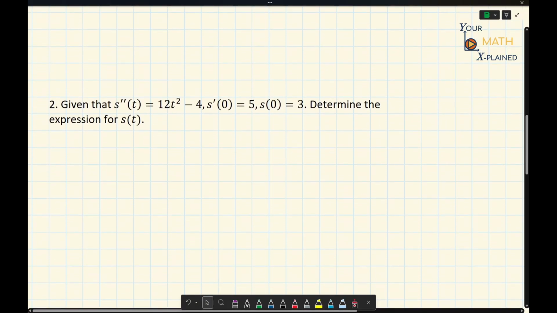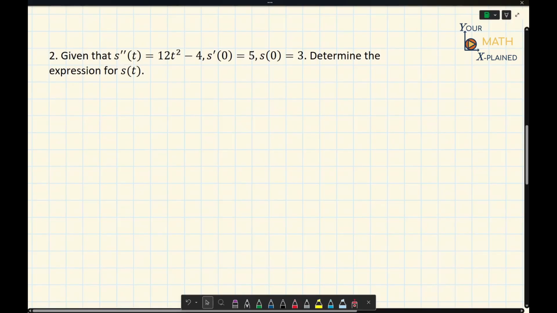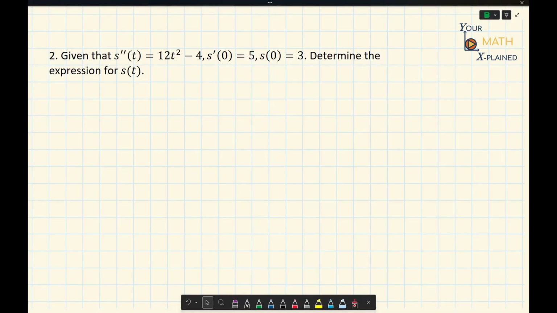For our next example, we are given that s double prime of t is equal to 12 times t squared minus 4. And then we're given certain conditions. And we want to determine the expression for s of t. We're going to do this in a couple of steps. Now, step 1 is going to be to find s prime of t.